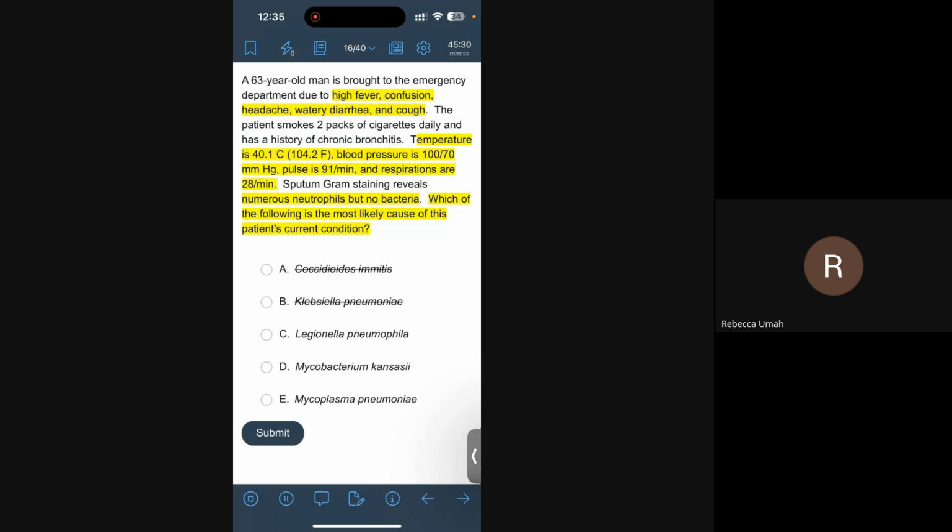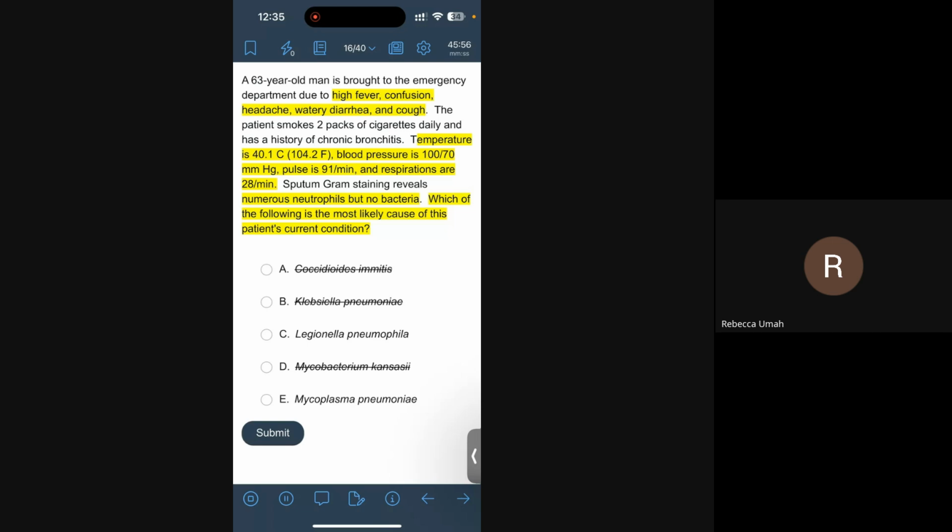Mycobacteria, the main WBCs that work against mycobacterium are lymphocytes and macrophages, and not the neutrophils, right? So mycobacterium is also not the answer. Left with C and E. Mycoplasma is also not visible on gram staining. So it is either C or E.